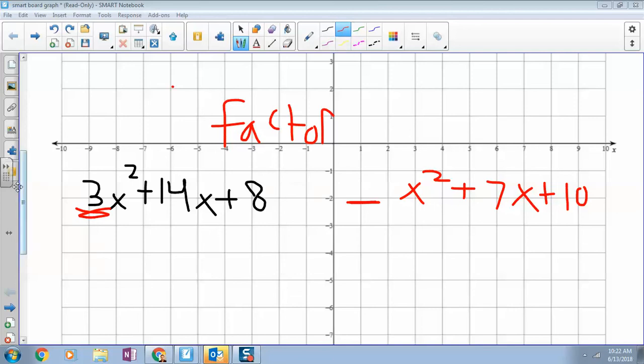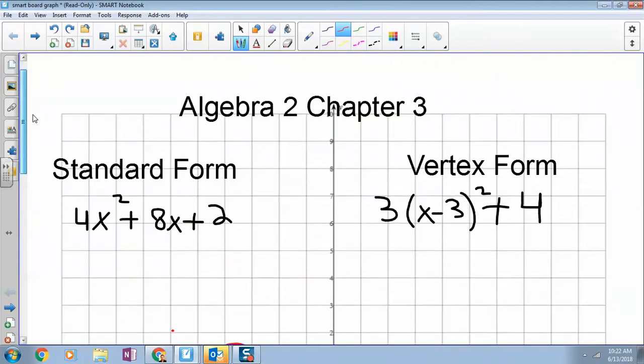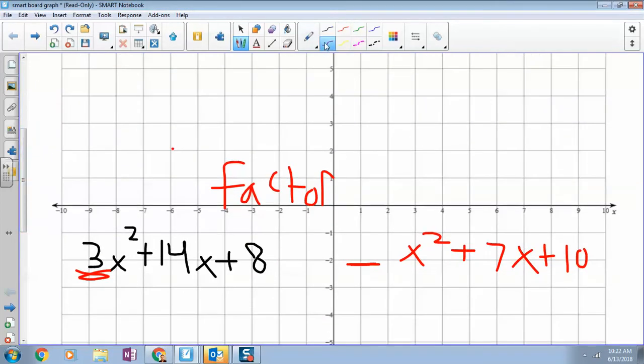Alright guys, so we got Algebra 2, Chapter 3. I'm going to try to keep it under 10 minutes as always and go over the main concept. So first of all, we got factoring, alright? Whenever there's no number in front of the x squared, it's a little easier. These are harder, so I'm going to go over the easier version first.